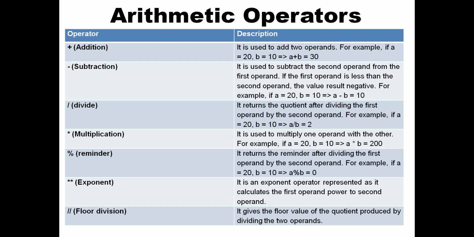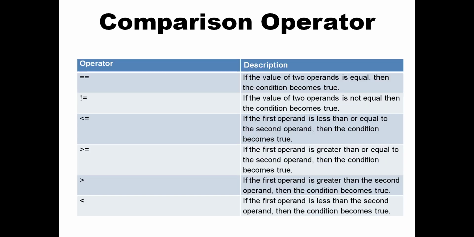And divide, it returns the quotient after dividing the first operand by the second operand. For example, if a is equal to 20, b is equal to 10, then a divided by b is equal to 2, obviously. Multiplication, it is used to multiply one operand with the other. Remainder, it returns the remainder after dividing the first operand by the second operand. Exponent, it calculates the first operand power to the second operand. Floor division, it gives the floor division of the quotient produced by dividing the two operands.